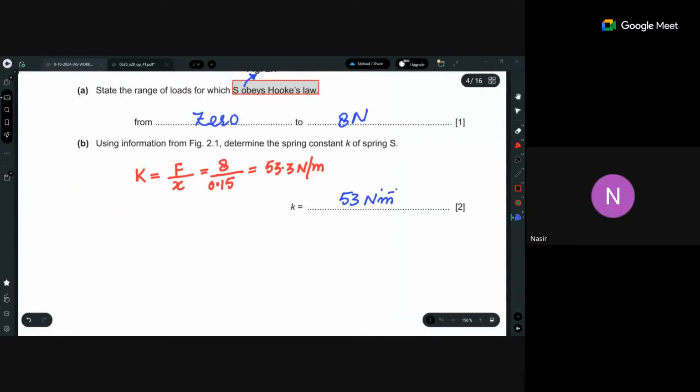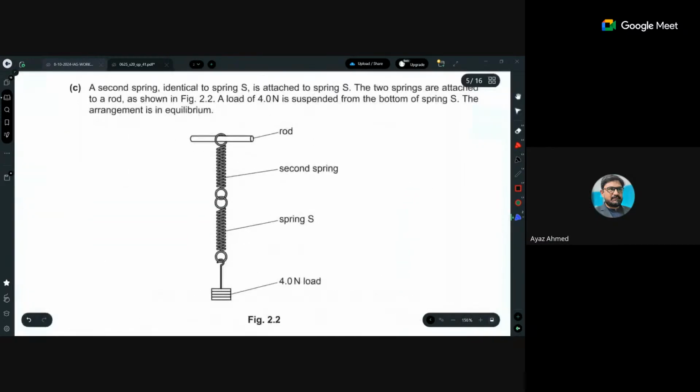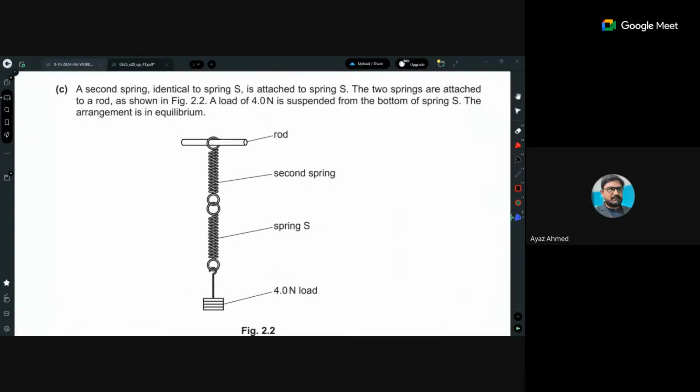Sir, got it. Okay. So now, wow, we have just gone through this topic as well, series and parallel. A second spring, identical to spring S, is attached to the spring S. Now two springs are attached to a rod as shown in figure 2.1. The load of 4 Newton is attached to it, from the bottom of the spring S, and the arrangement is shown to you, right?